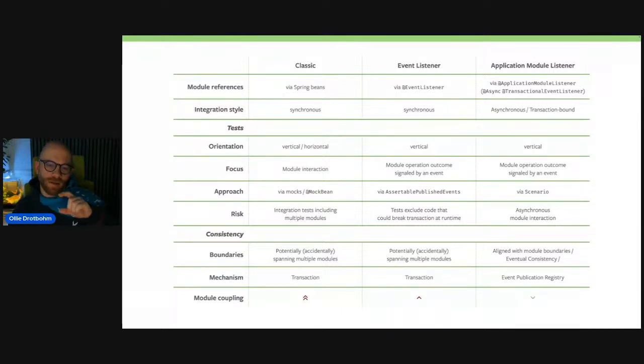And the important bit that you should probably take away is that moving from the classical Spring Bean DI-based approach to the event listener approach changes the way that the test setup works. Whereas the step from event listener to application module listener then additionally changes the consistency approach, right? So it stays the same for the first two columns, but then changes with the third. So it's about which parts of your architectural concerns the individual approaches actually reach into.